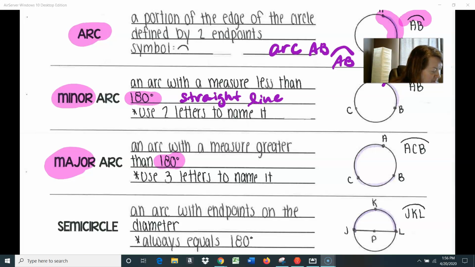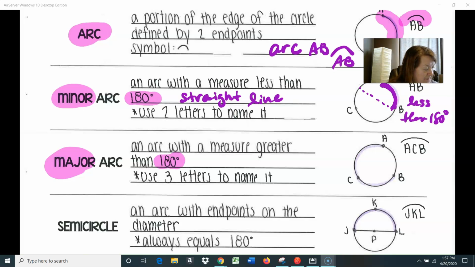So notice if I go from A to B, that amount right there is definitely less than halfway across, right? So that would be considered minor because it's less than 180. And again, remember, 180 would form a line. So if I went kind of through it this way, that would be about where my line would be. It'd have to pass that point for it to be considered a major arc.